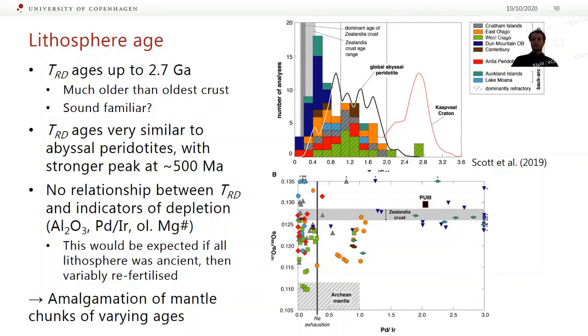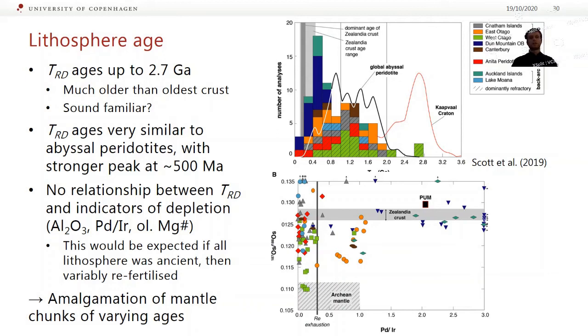Looking at the lithosphere ages, and then just doing another TRD curve diagram again, this is another compilation from Scott et al. You can see that some of the TRD ages range up to 2.7 billion years old. And I hope this feels a little bit familiar from what we were talking about with ophiolites and abyssal prototypes. The TRD ages also have a pretty similar distribution to abyssal prototypes. You can see this kind of broad peak that's centered at around 1.2 billion years old, going back to about 2 billion or so. It's very similar to the global compilation of abyssal prototype data.